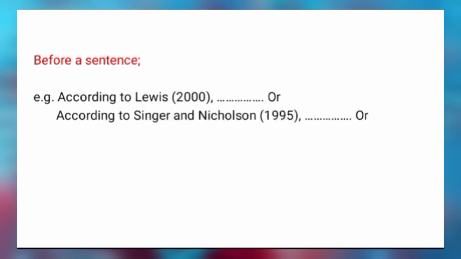So let's go to those that we write before the sentence. If you want to do internal reference before the sentence, you can just write something like "according to," then you bring the name of the person whose article you are using, and then you bring the year. So let's say according to Lewis 2000, then you continue with the sentence. Or according to Singer and Nicholson, the year will come, then you continue. Or according to McMurray et al., that is in the case where we have more than two people doing the work.